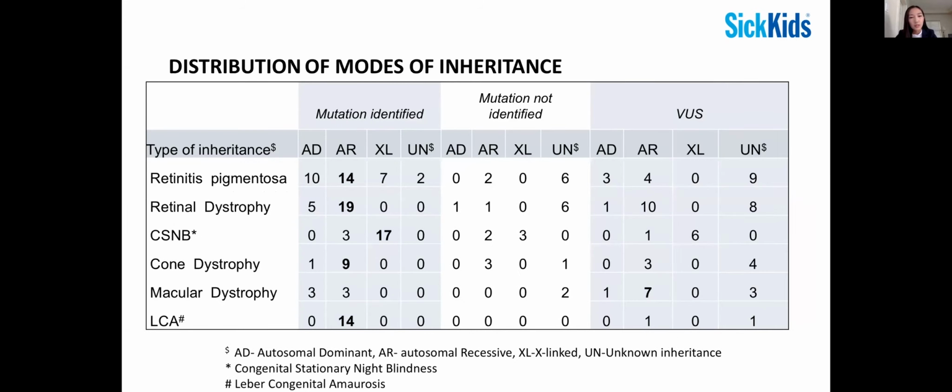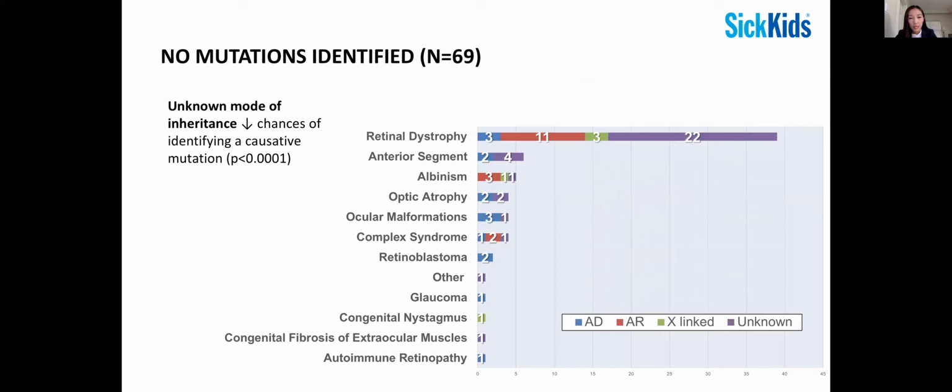So this table shows the distribution of modes of inheritance in the top 5 included probands categorized under clinical IRD. And this portrays clinical subgroups that had a higher likelihood of having causative mutations identified, which are namely retinitis pigmentosa, Leber congenital amaurosis, and macular dystrophy. Mutations weren't identified in 69 of the 400 probands, and of these, 39 had a generic diagnosis of retinal dystrophy. We found that an unknown mode of inheritance significantly reduced the chances of identifying a causative mutation, as expected.